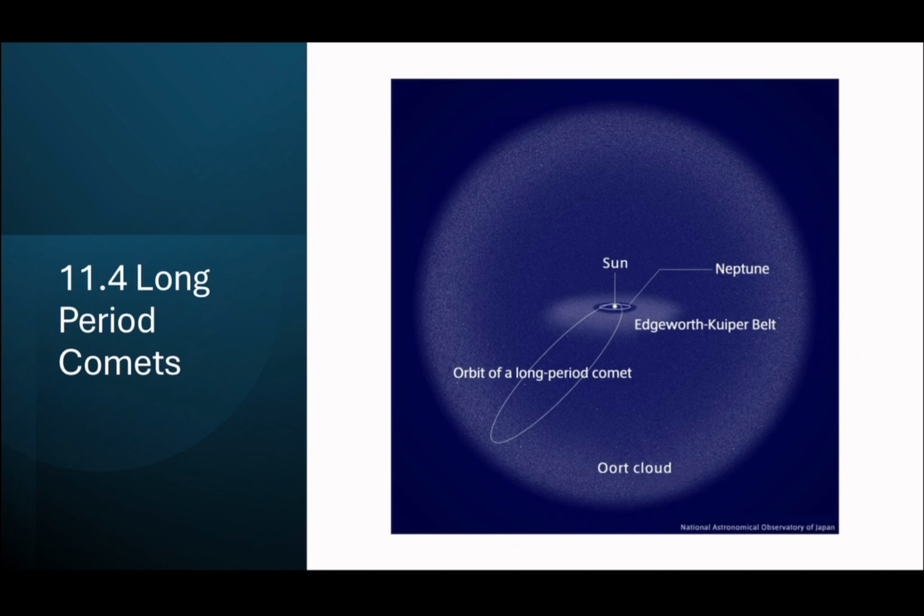Long period comets will have a period of over 200 years, and their orbits will be a lot more eccentric than short period comets. Now, eccentricity is how squashed an orbit is. So if an orbit is really eccentric, then it's really squashed, it's really elliptical. Whereas if it's not very eccentric, it's more circular. Now we can see the orbit of a long period comet is very eccentric.